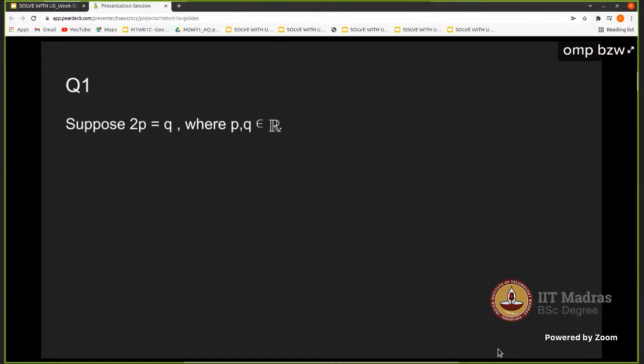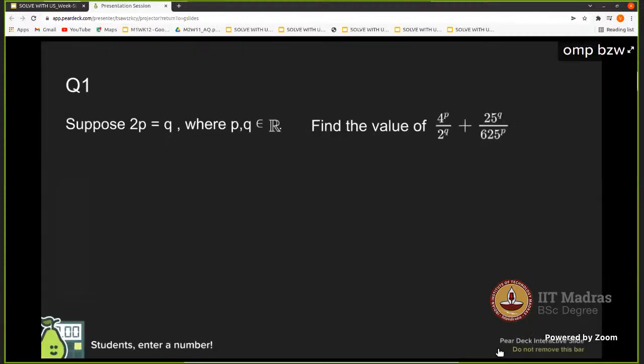Okay. Let us come to this question and try to solve this. Suppose 2p equals q, where p and q are some real numbers. So one real number is twice the other. What I want is to find the value of 4 to the power p by 2 to the power q, plus 25 to the power q by 625 to the power p. So I hope it's a matter of calculation.